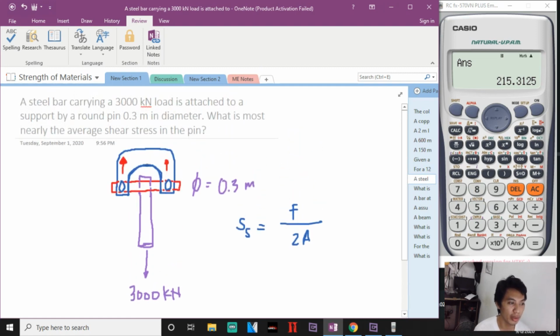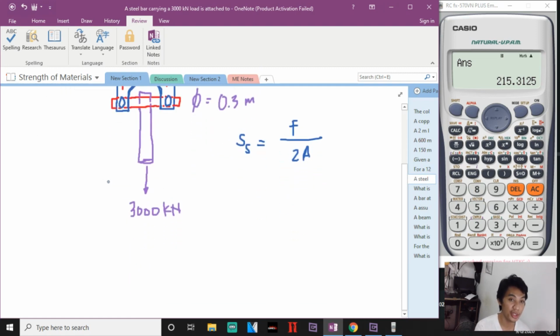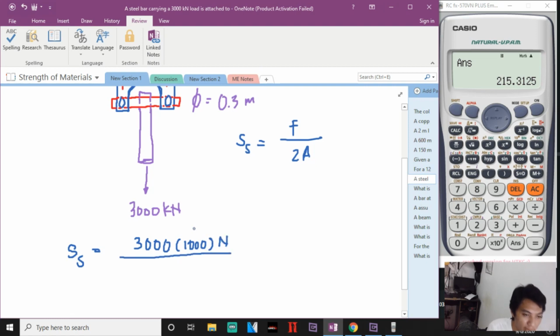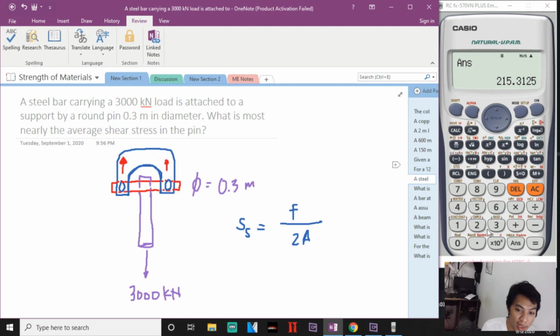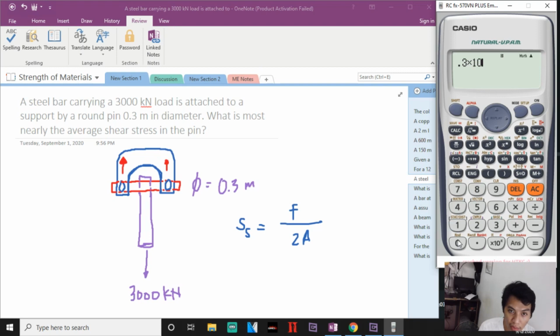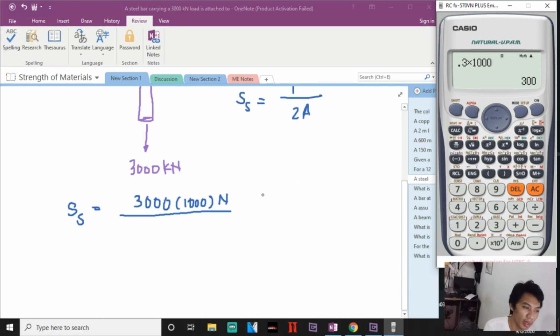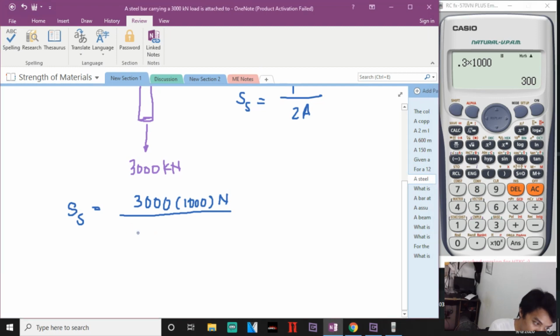Now, ano bang hinahanap natin dito? So, what is average shear stress? So, the average shear stress is equal to force that is 3,000 kilonewton. Or gawin ko na lang na newtons, 3,000 times 1,000 newtons. Divided by twice, circular naman ang pin, pi over 4, d squared, where d is 0.3 times 1,000, that is 300 mm.